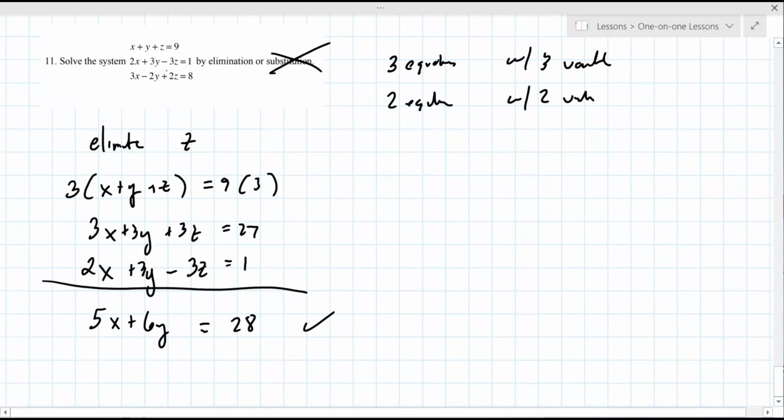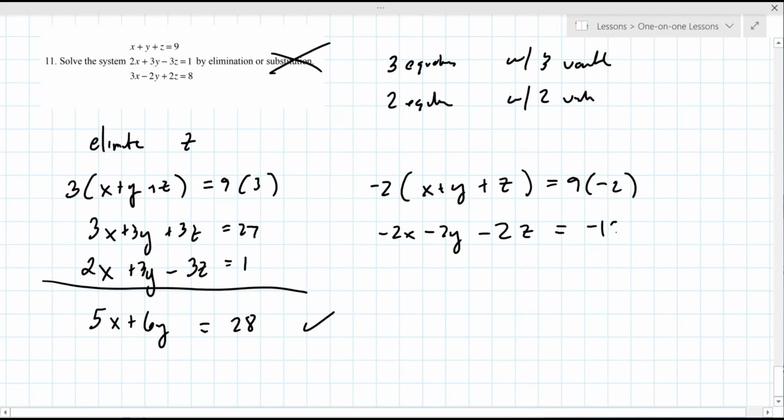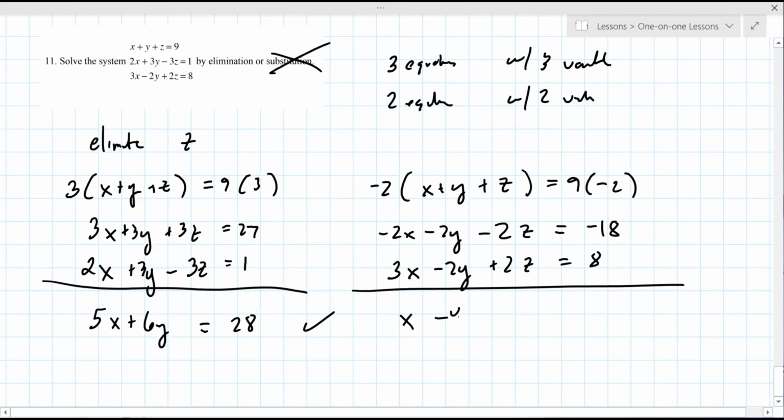And I need to do the same thing. Down here in the third equation, it's 2z. So I'm going to multiply the first equation by minus 2 because I really want to have the opposite sign with the number in front. That's what elimination is. So we get minus 2x minus 2y minus 2z equals negative 18. Again, I'm writing that equation under 3x minus 2y plus 2z equals 8. I'm adding them up. I get x minus 4y equals negative 10.